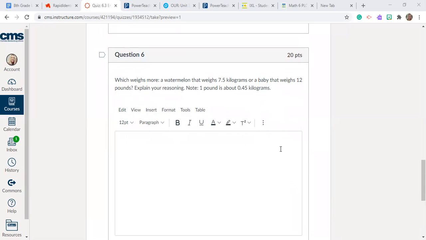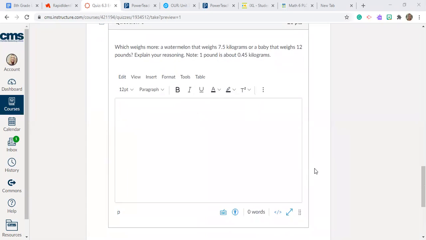I suggest you draw a double number line and figure out how much the baby weighs in kilograms, or how much the watermelon weighs in pounds. All right, because you've gotta compare them. Which one weighs more? Pause and do the work.